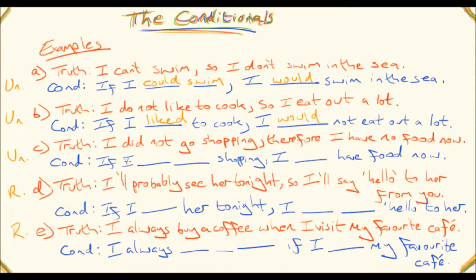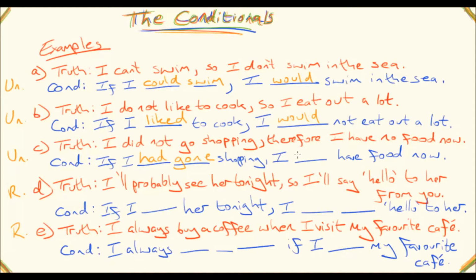C, the truth: I did not go shopping, therefore I have no food now. However, now what tense is did not go? That's past simple. What does past simple backshift to? That's right, past perfect. Let's make the negative positive. If I had, and then rule number 2, gone shopping.